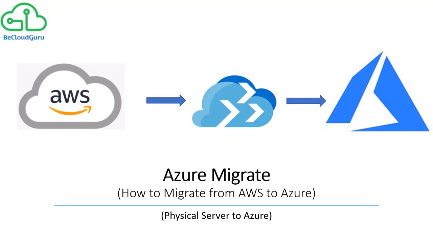Guys, the same approach can also be used to migrate your physical servers to Azure. Basically, this is the approach by which you can achieve two different targets. Either you can use it to migrate your AWS instances or any other cloud platform instances to Azure, or your physical machines from on-premise data centers to the Azure platform. So let's begin, guys. First of all, we'll see what is Azure Migrate.